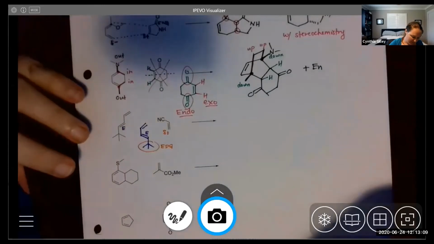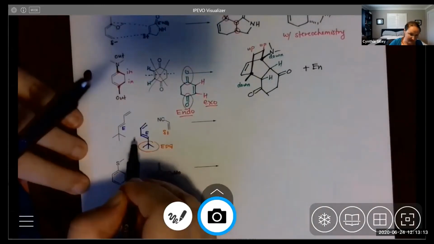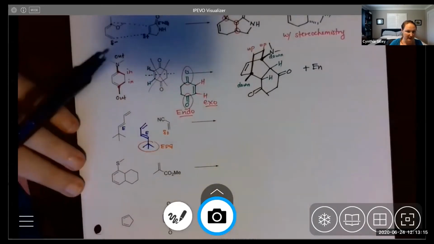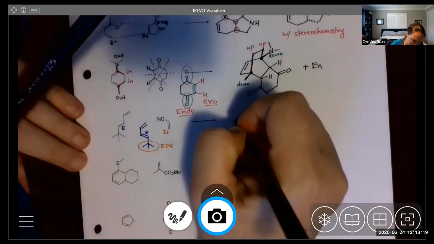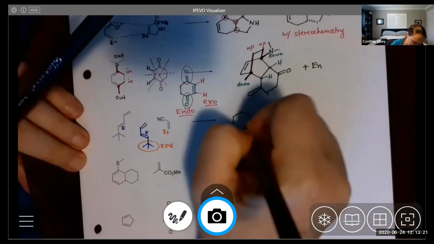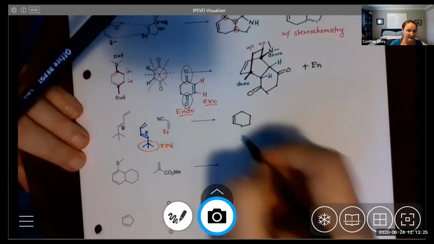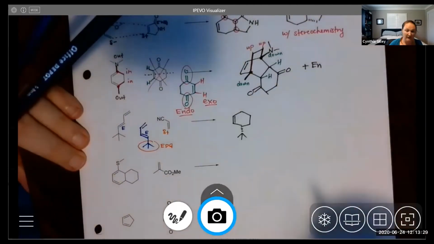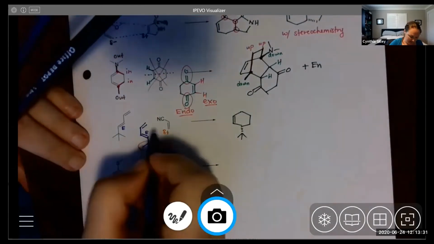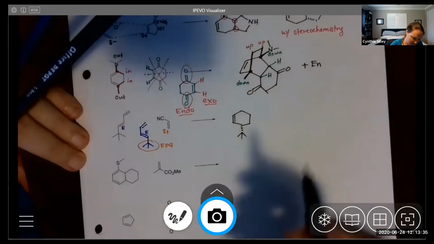So if it approaches, and there's no plane of symmetry, which is why we have to observe the approach. If it approaches the way it's shown here, what would that give us? That would give us a tert-butyl group down here, since it's pointed out, it's going to go down. And we have the nitrile here, the CN. It's endo, it's also.